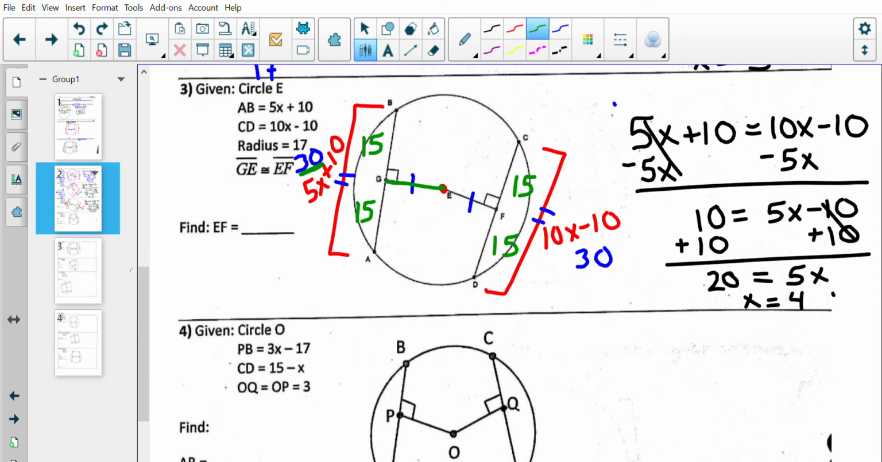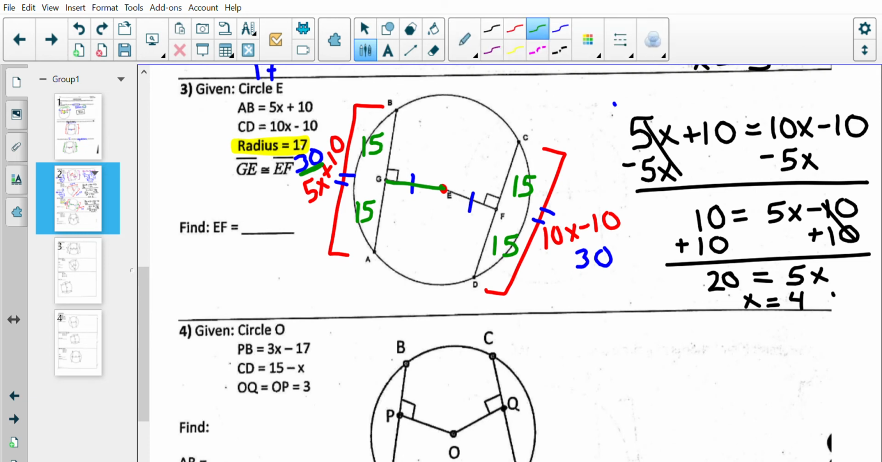Okay, let's go back. What are we asking for? We're asking for EF. Still not there yet. We have no way of figuring out what EF is. Well, let's go back. Was there any information that we were given that we haven't used yet? Sure. We were told that the radius is 17. So guess what I'm going to do?